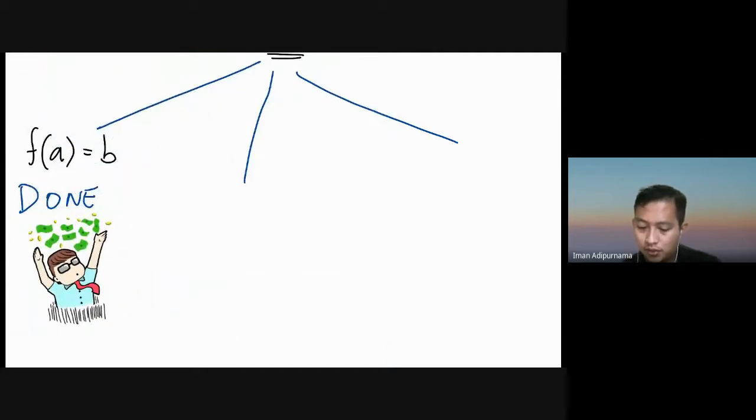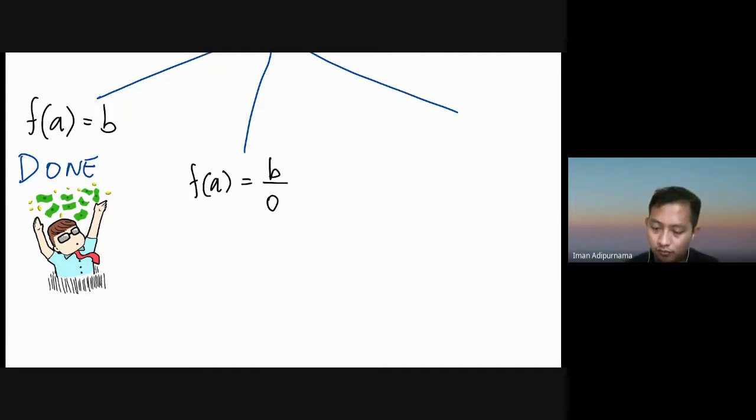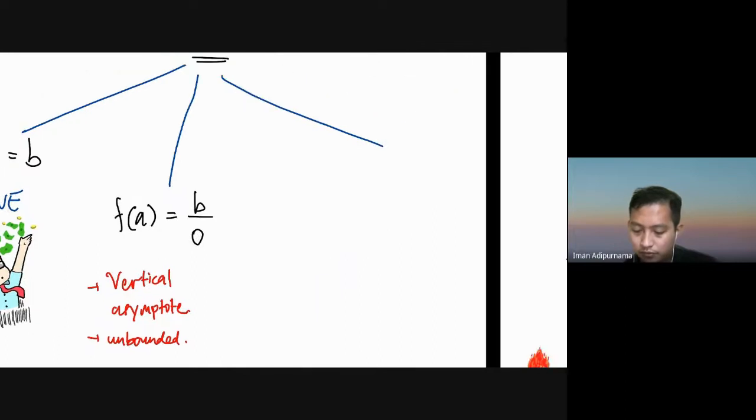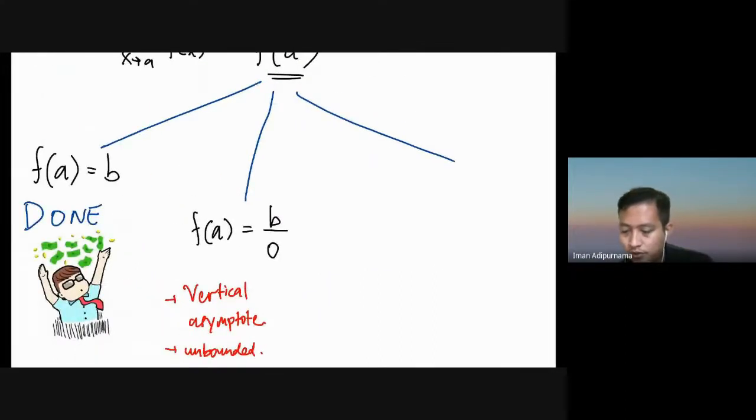And then the second one, we get the rational b over 0. And probably we will have a vertical asymptote, right? And the limit will be unbounded, right? And the third one, we can have a 0 over 0 situation.